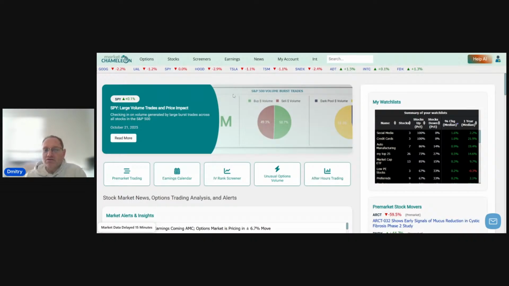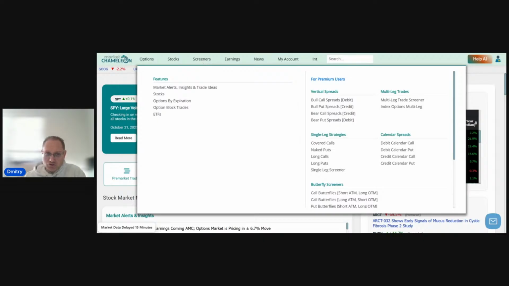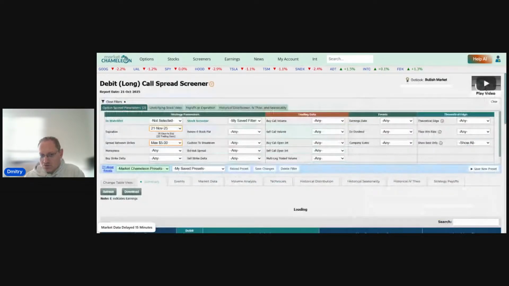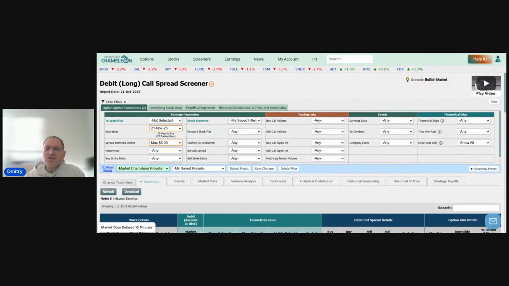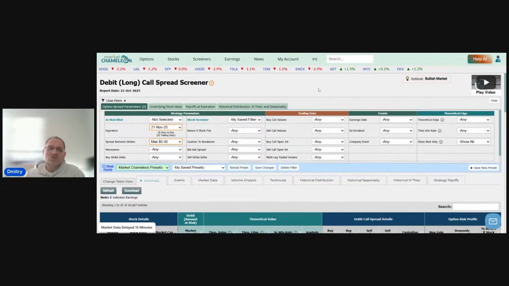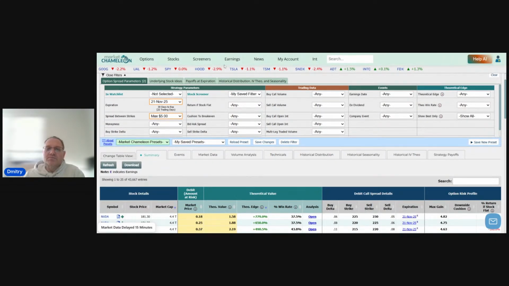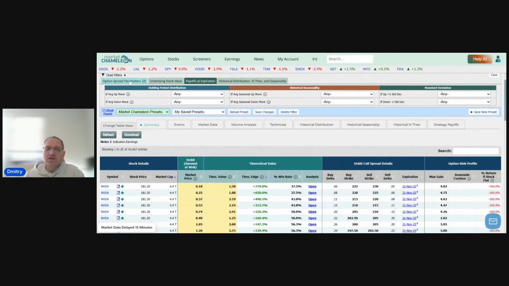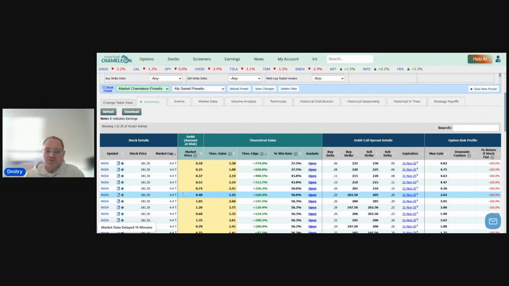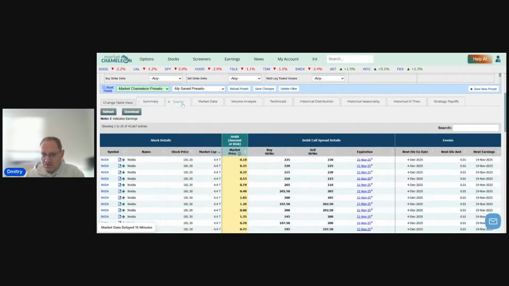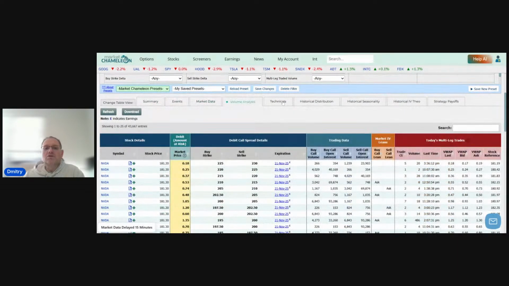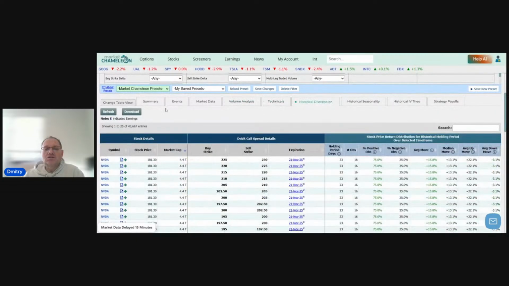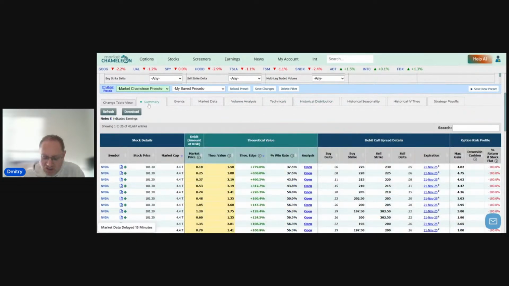First, let's navigate to our call spread screeners. Up top, you see Screeners on the main menu. Then we go to the right-hand side and click on Bull Call Spreads. This will take us to our screener. We have our filters above with tabs and data elements, and we do have different tables with data and analytics. We'll start from our summary page.